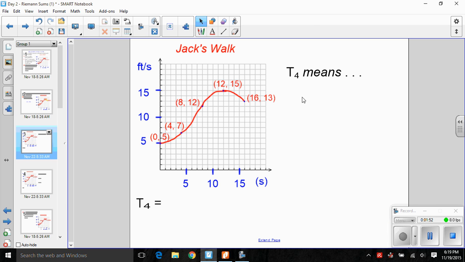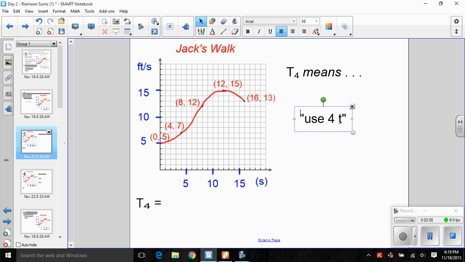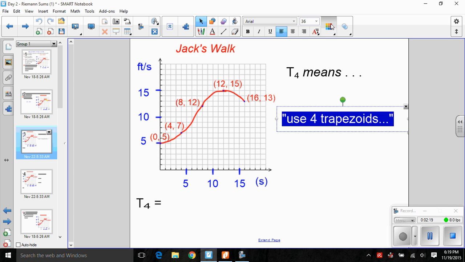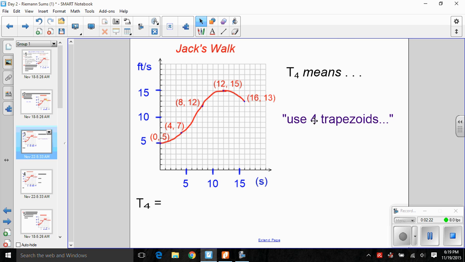So let's approximate T sub 4. This is our notation for a trapezoidal approximation with 4 equal subintervals using 4 trapezoids. And so this means that we're going to use 4 trapezoids in our area approximation. All right, so let's see if we can use the data in our graph to figure out an approximation for the area underneath that irregularly shaped region.